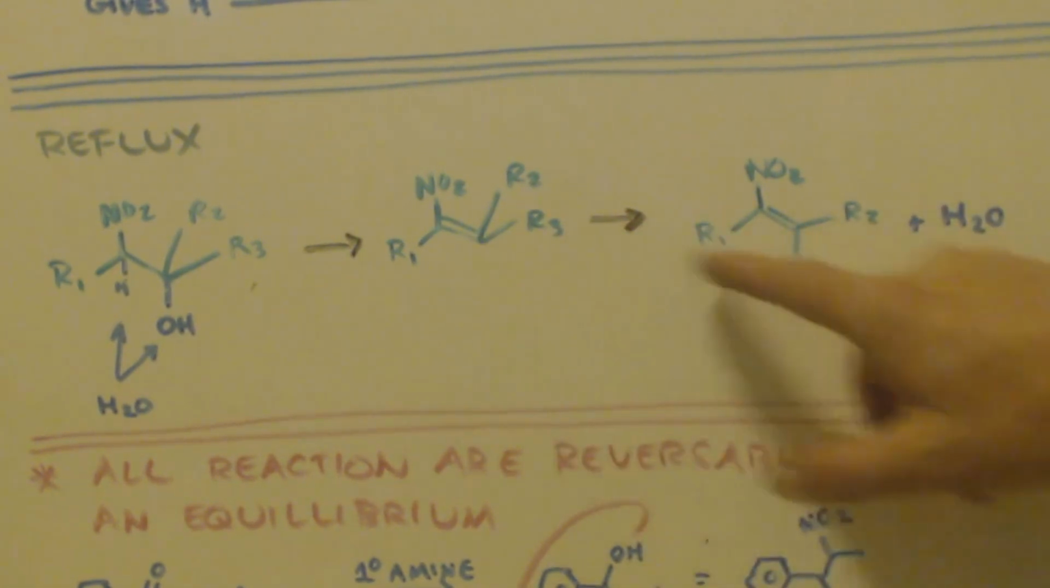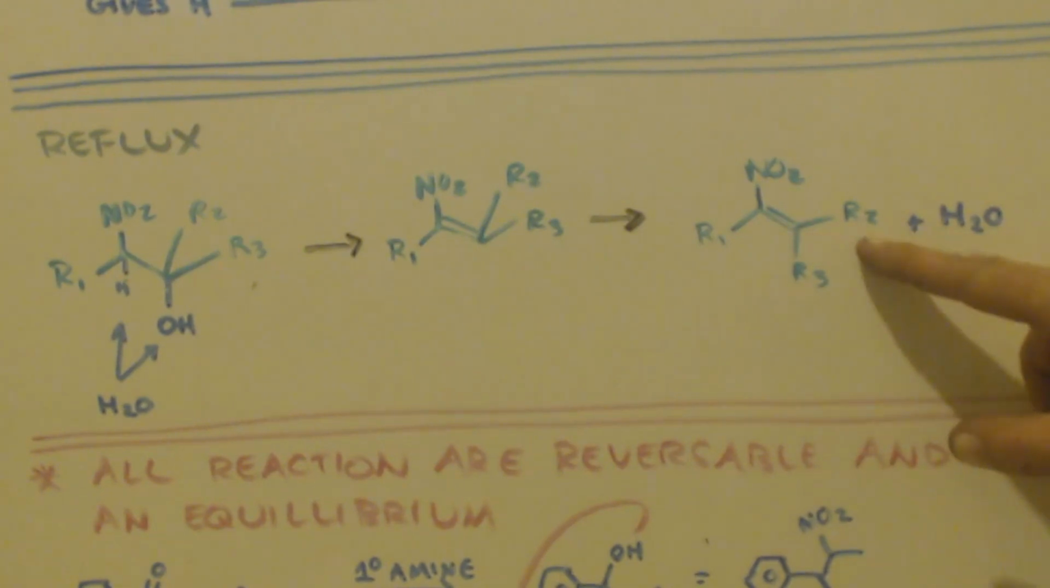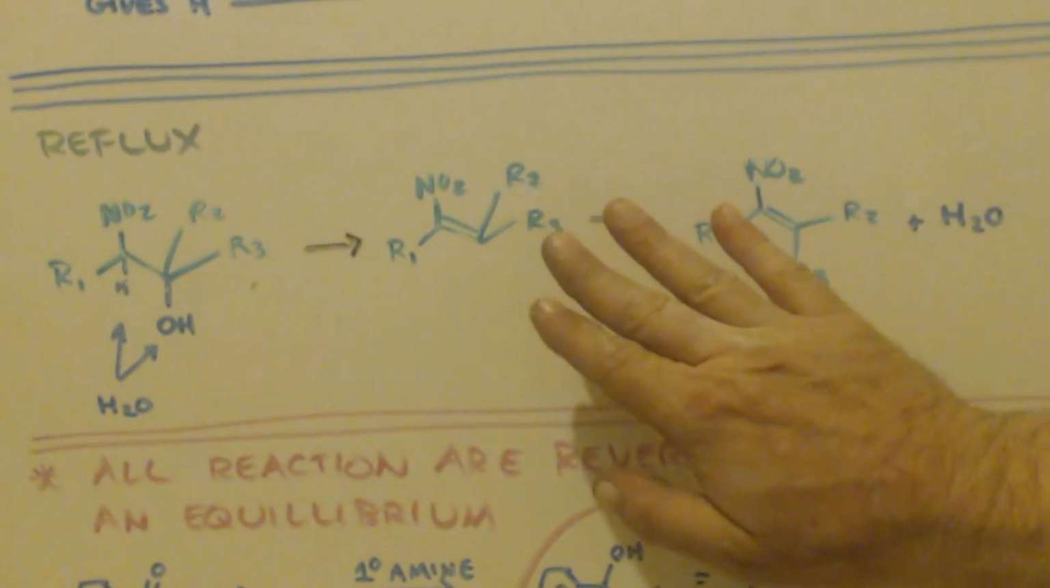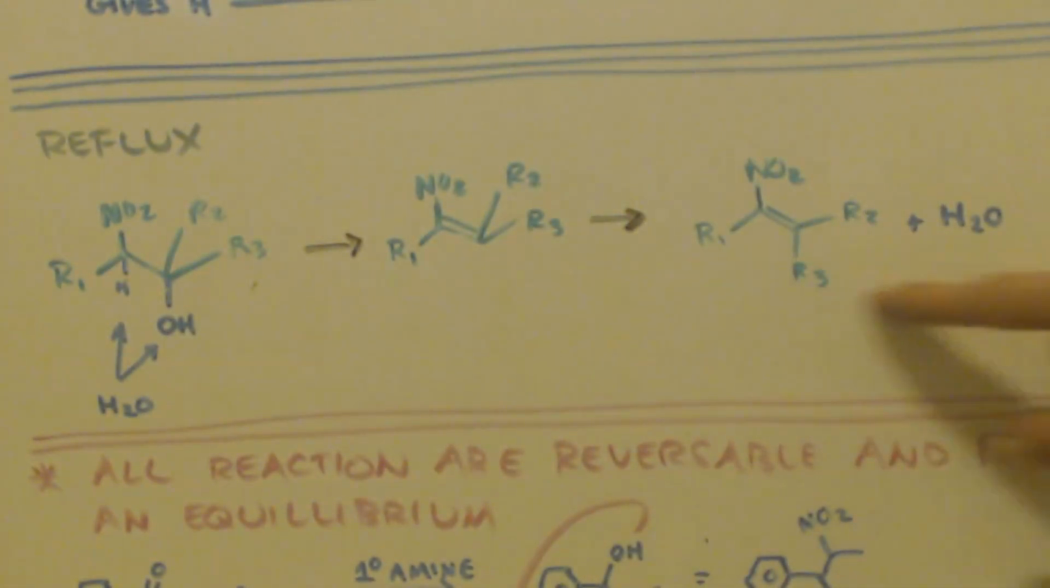Basically, this and this is the same thing. I just like it drawn this way. Okay, I just flipped it around. These two R's are kind of moved down to here. That's it. But this is what you get. You get water, and you would get your product. But let's go into that equilibrium thing.